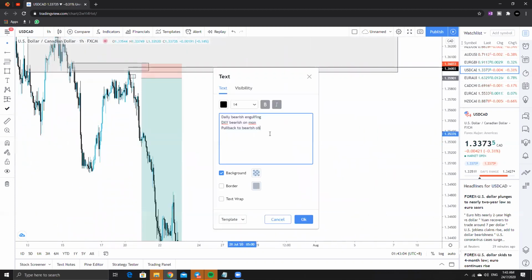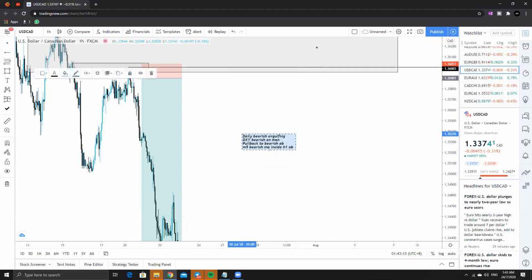So pullback to bearish OB, which happens to be H1. So M5, M5 bearish QM inside H1 OB. Done. That's it. And of course, as always, bro, stop loss above your thing.